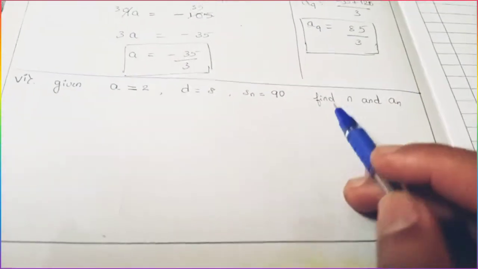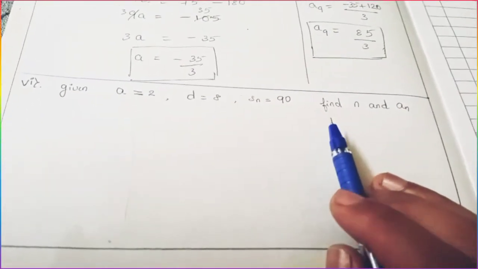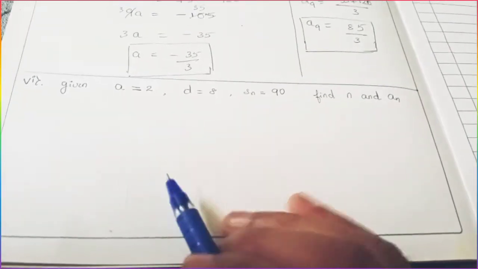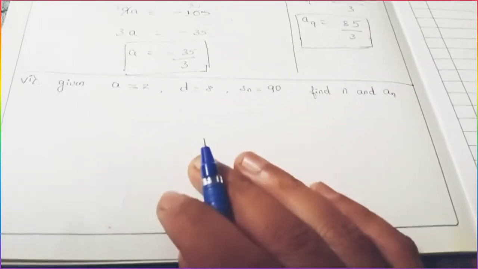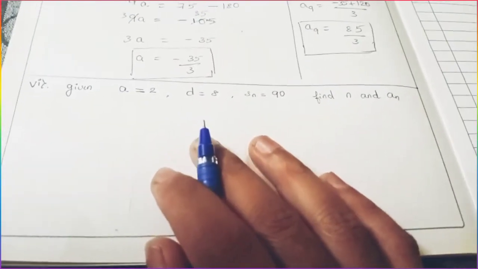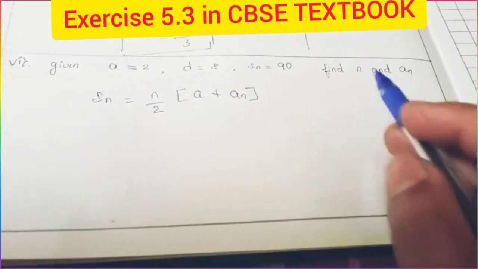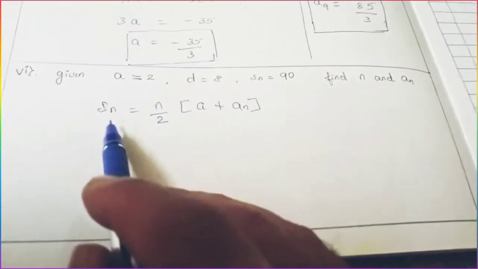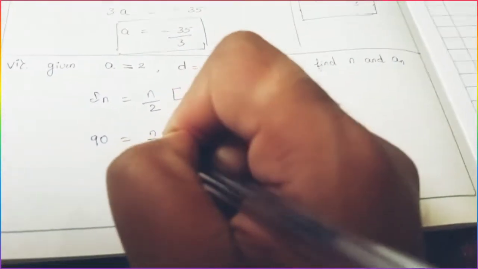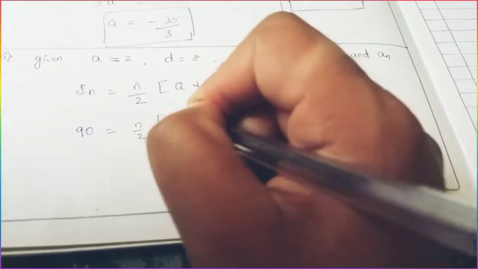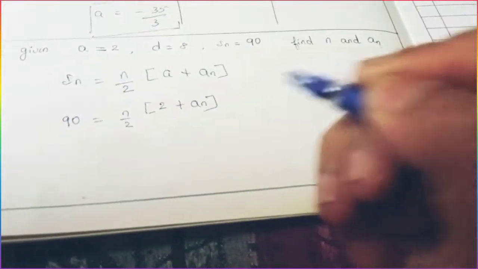To solve this problem, we are using the method of factorization. So before using that method, we will convert the given things by considering the formula of Sn. So Sn is equal to n by 2 into a plus an. Since we don't know what is the last term and we also don't know the value of n, we are using this formula Sn. Sn means we know that it is 90 equals n by 2 into a means 2 plus an as it is.